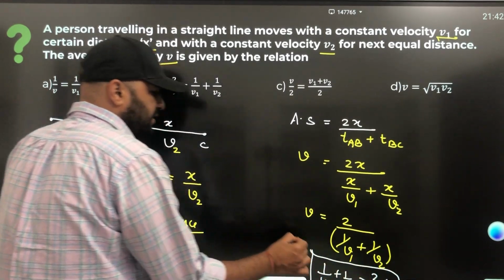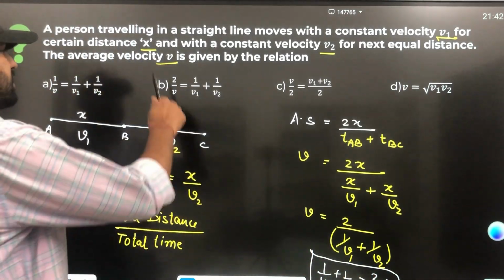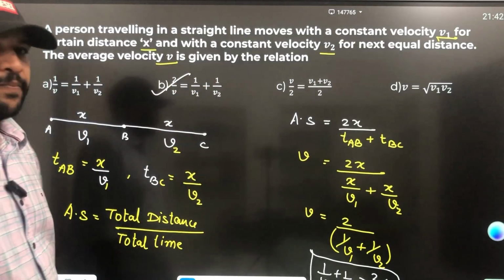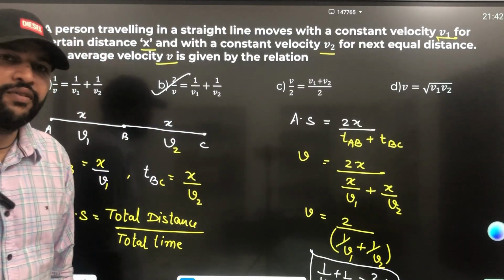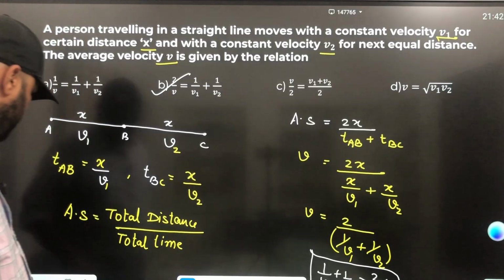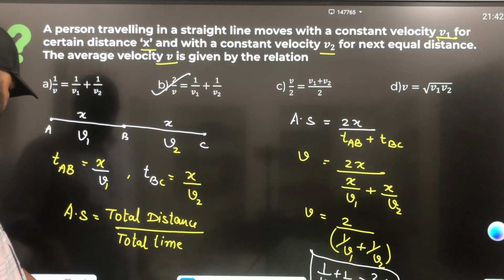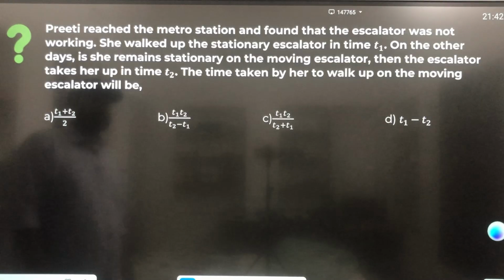Now that's our final result. Let's see if it matches. Yes, it matches option B. Clear? I hope this is clear. In case you have any doubt, just go through it backward and rewatch the video. Let's see the next one. Great.